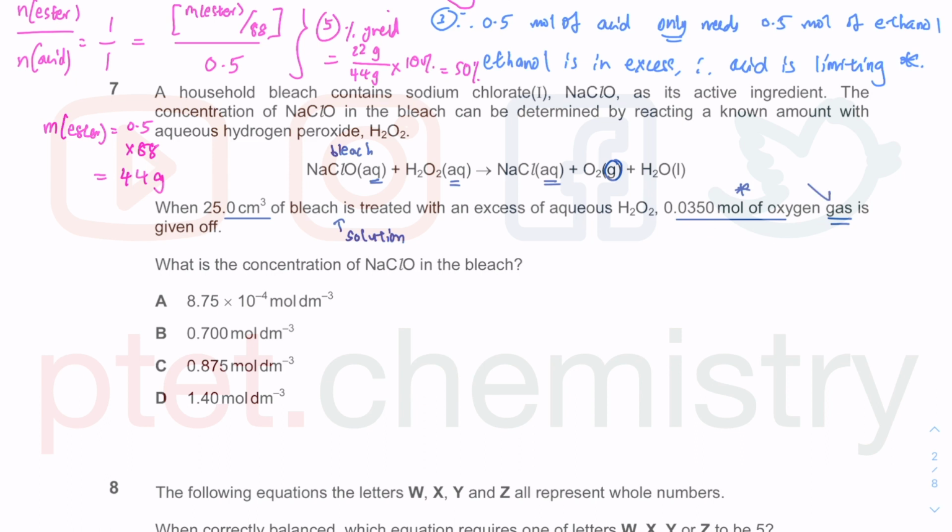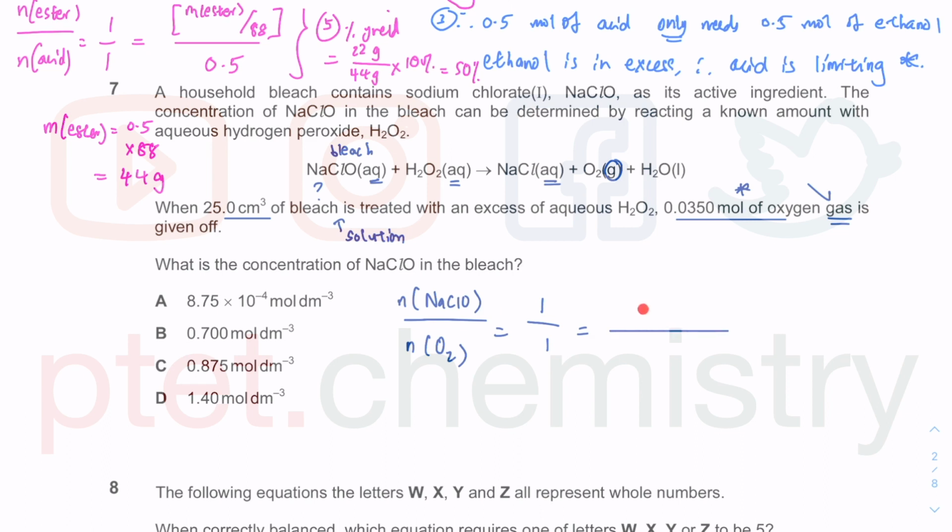I have oxygen gas, I want to know bleach, so what I do is the concentration of the NaClO over the O2. From the balanced equation, I have 1 mole of NaClO, so I put 1 on top, because that's what I put on top. The mole of oxygen from the equation is 1. So I set this up properly, label it, follow whatever I have from the balanced equation, and this is equal to the actual mole.